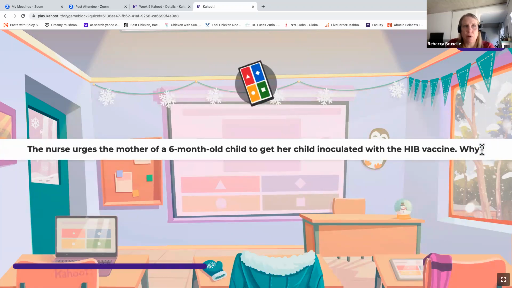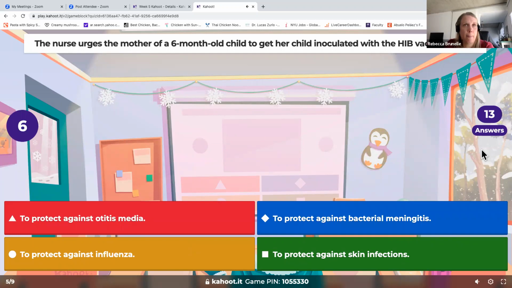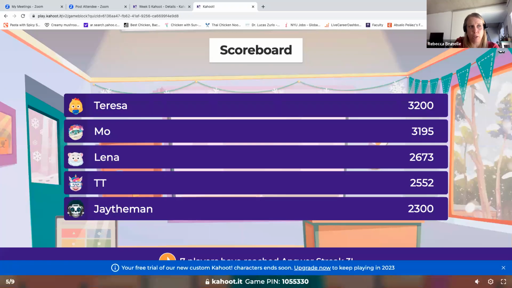So the nurse urges the mother of a 6-month-old child to get her child vaccinated with the Hib vaccine. Why? To protect against otitis media, to protect against influenza, to protect against bacterial meningitis, or to protect against skin infections. So very good. Haemophilus B influenza, even though it has the word influenza in it, it's a bacteria, and it's one of the more common causes of bacterial meningitis in infants. So making sure that kids are vaccinated helps protect them against developing meningitis.